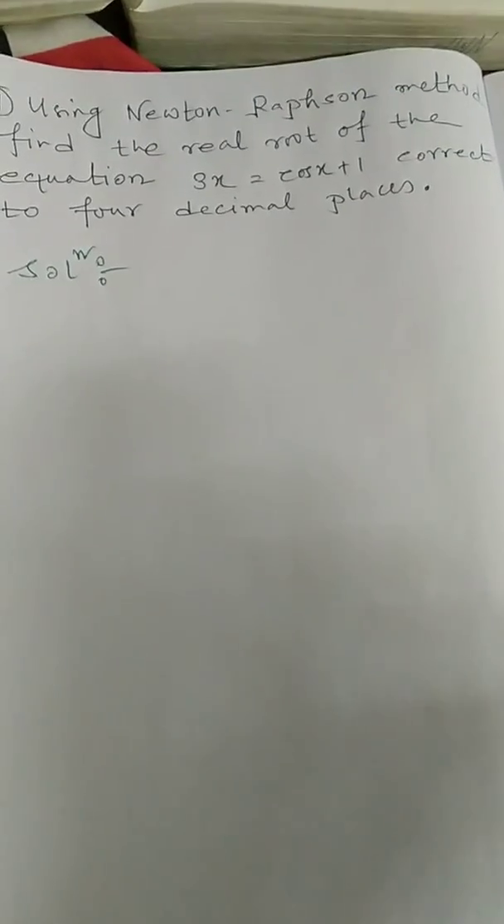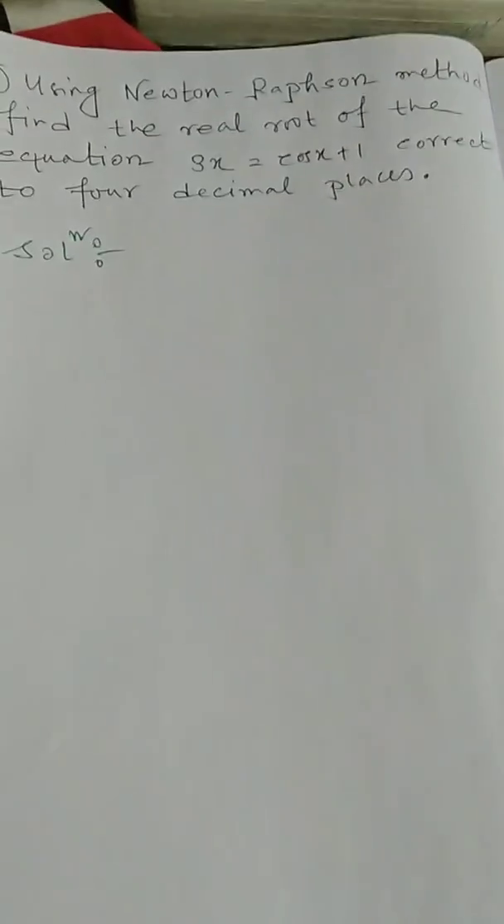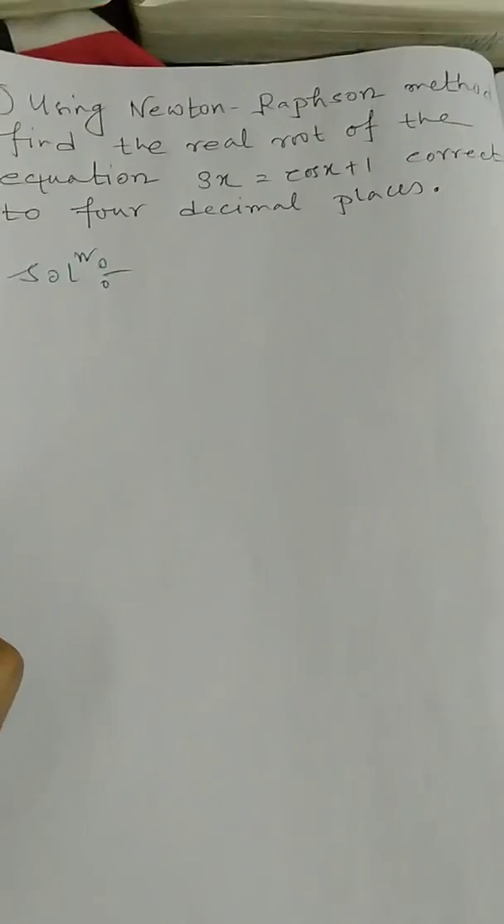we will use Newtons Raphson method, and in two consecutive steps the answers up to 4 decimal places should be equal. Then we can say the answer will come up to 4 decimal places. So as we proceed with the problem, it will be clear to all of you. Okay, so here we start.